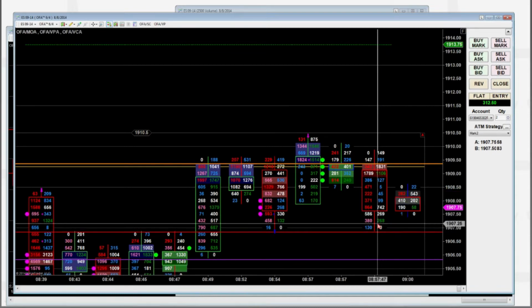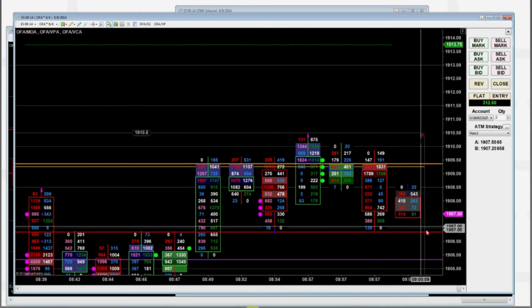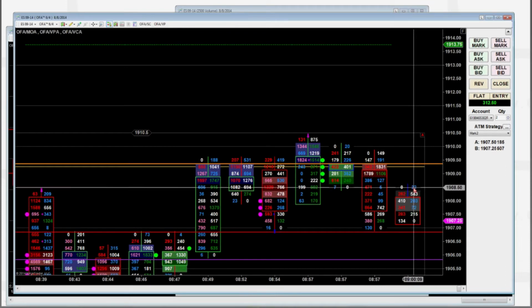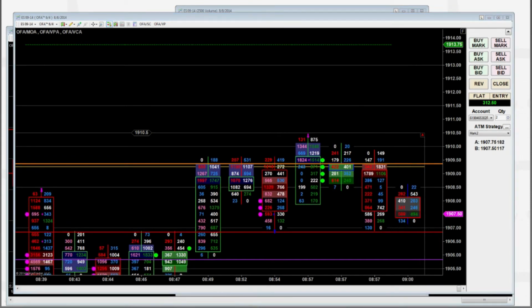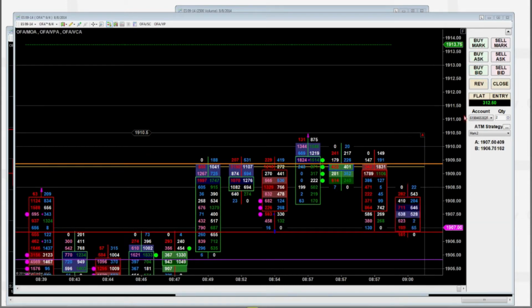Okay, that moved pretty quick for me. I took that trade off because of the weakness here at the bid, or at the offer rather. All right, I'm looking away from this chart right now, so if I miss this trade, I want to see it.